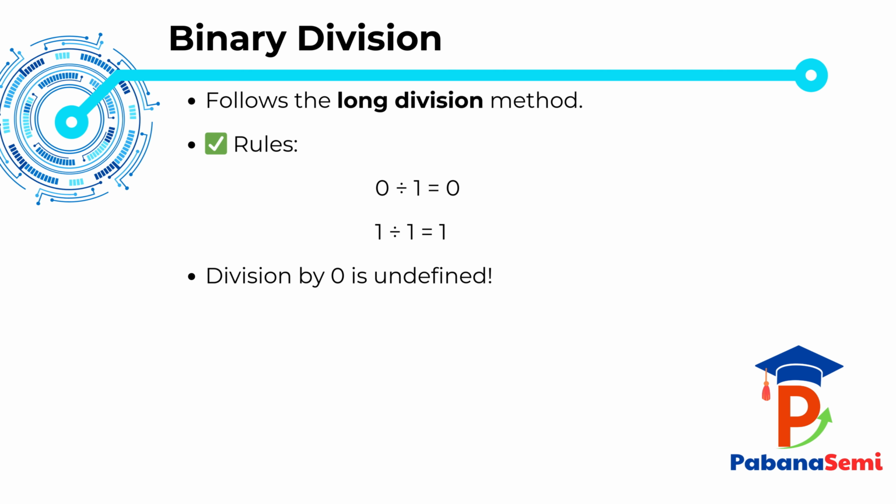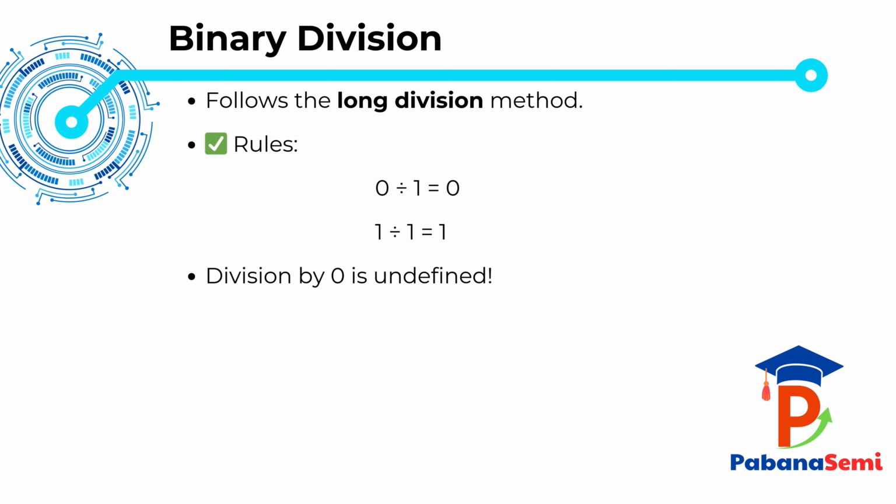Let's move into binary division. And yes, it works almost exactly like the long division you learned in decimal. Just remember, in binary we only have 2 digits, 0 and 1, so our rules become super simple. Here are the core rules you must follow. 0 divided by 1 equals 0. 1 divided by 1 equals 1. But division by 0 is never allowed. In binary or decimal, division by 0 is always undefined.